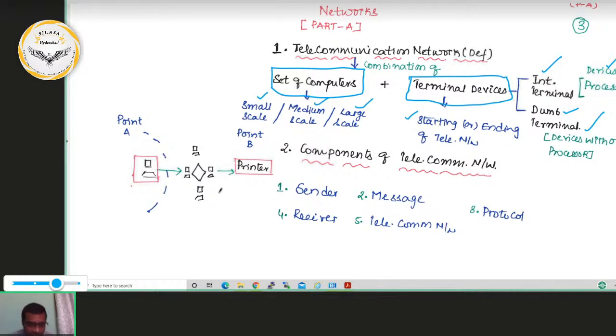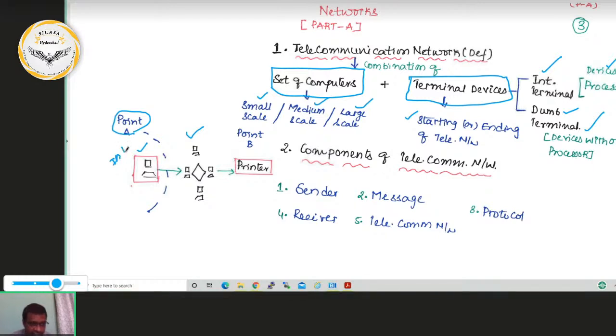For example, if you take this particular telecommunication network, now if you take point A, can I call point A, which is nothing but a computer, a terminal? Yes. So which type of terminal is a computer? Does it consist of a processor? Yes, it consists of a processor. That is the reason this particular terminal is called an intelligent terminal.